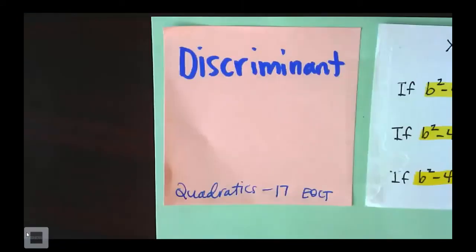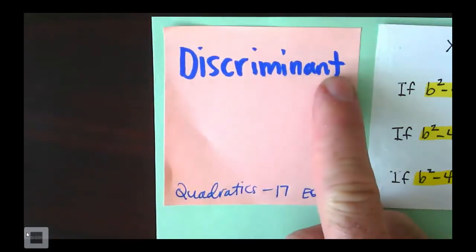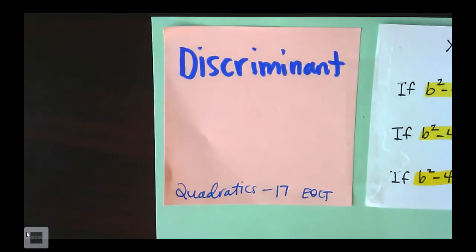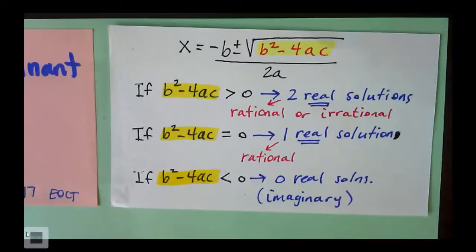Quadratic 16. All right, guys, here is quadratic 17. This is called the discriminant. Kind of a weird word that you'll never use except when you're talking about quadratics. There's the front. Guys, here is the back side.